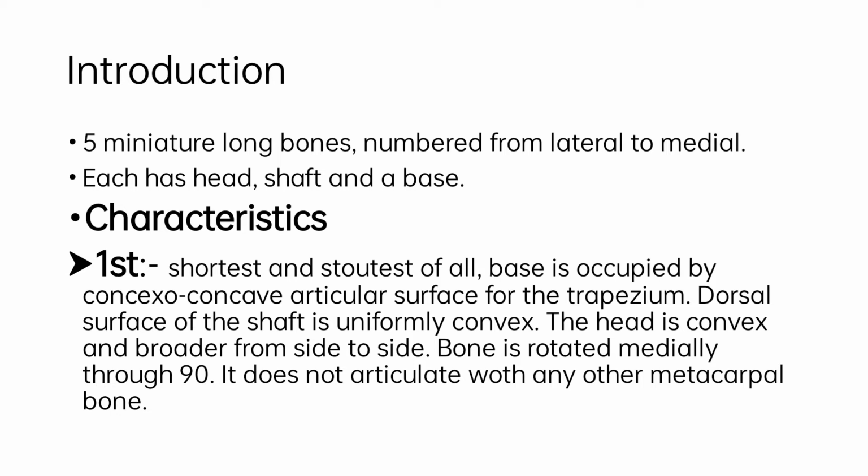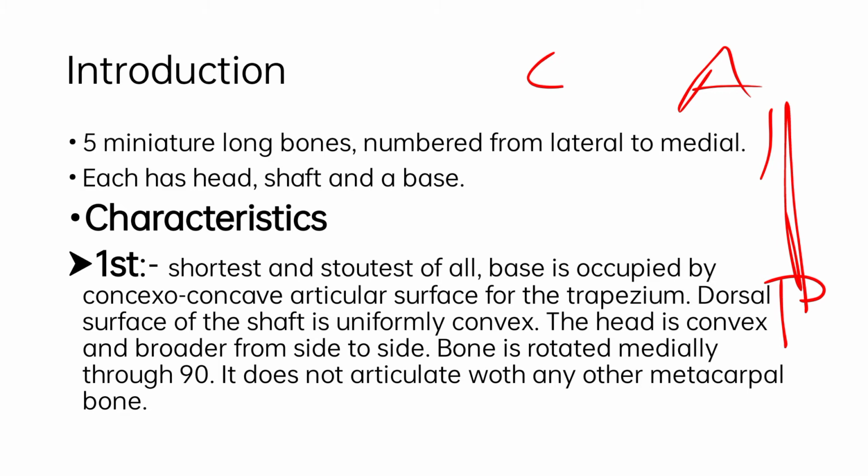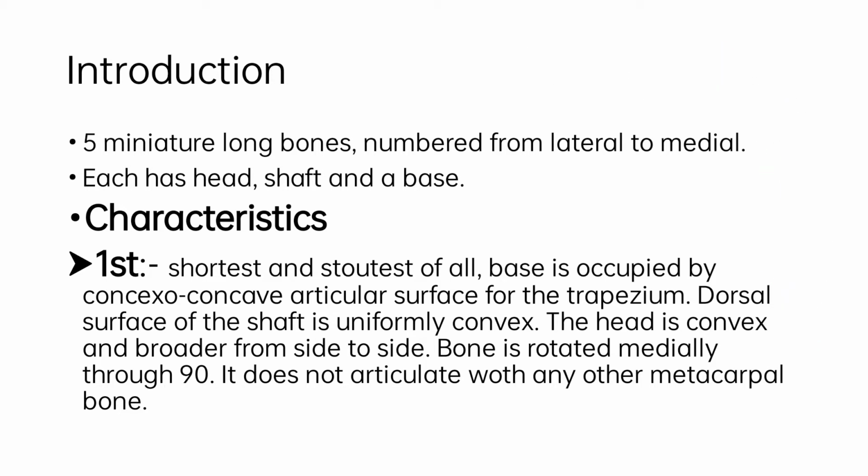Alright, so the head is rounded. It has an articular surface which extends more antero-posteriorly. This is anterior and posterior. So the head is rounded and has an articular surface which extends more antero-posteriorly than laterally. Fine. Moving further, it extends more on the palmar surface than on the dorsal surface.